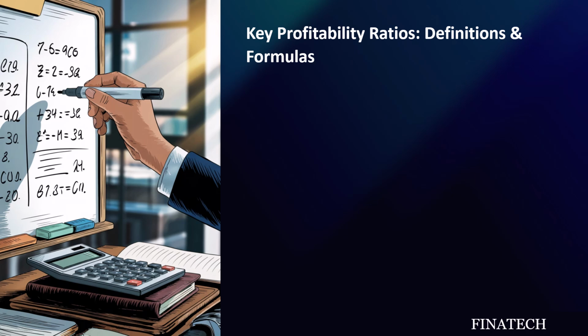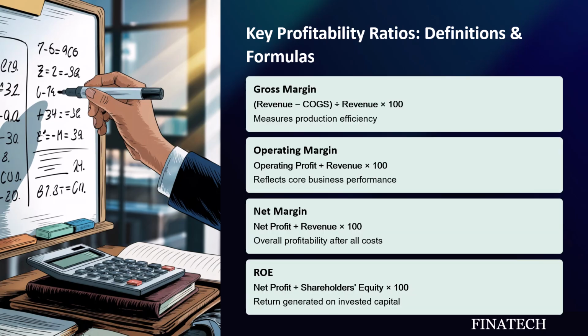The key profitability ratios. This is the definition and the formula. There are four things you must know about the key profitability ratios. The first is gross margin. Second, operating margin. Third, net margin. And the last, ROA.